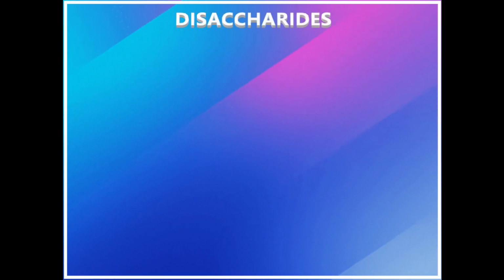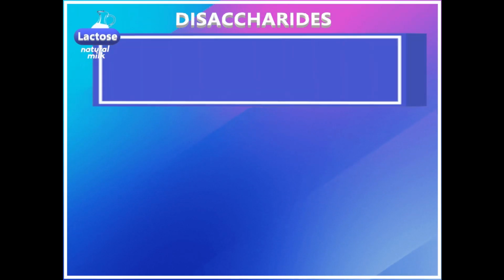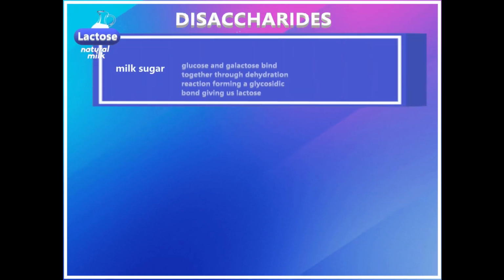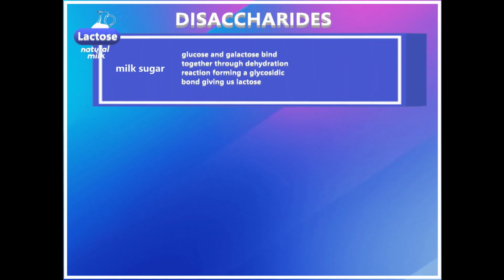Disaccharides, made out of two monosaccharides. First one is lactose. It's milk sugar, made out of glucose and galactose bonded together through a dehydration reaction. Left one is galactose, right one is glucose.